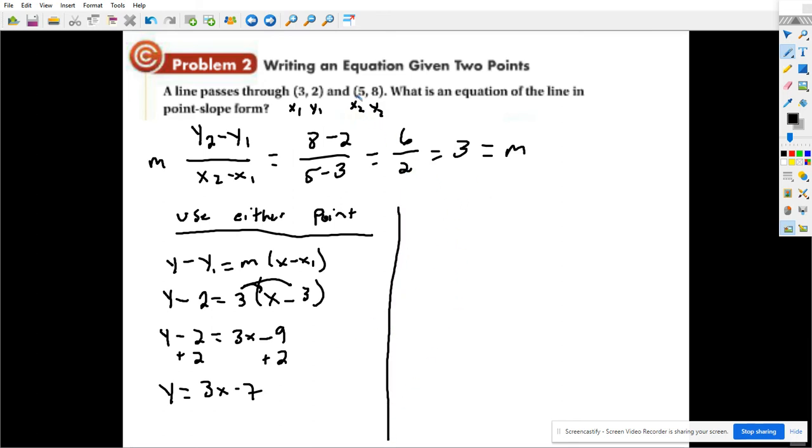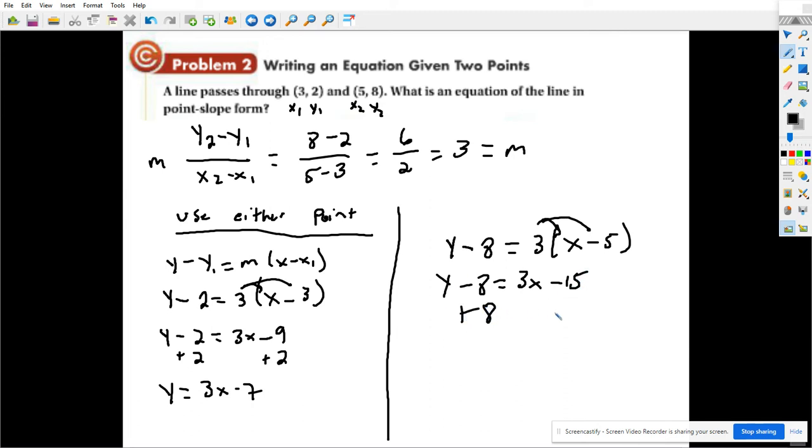What if I chose the other point and I said, hey, this is x1 and this is y1? I would have y minus 8 equals 3 times x minus 5. Okay, so y minus 8, I would distribute, 3x minus 15, add 8 to both sides, and I get y equals 3x minus 7. So you can see, when I put it in slope-intercept form, it doesn't matter which point I choose. I can use either one. I only have to choose one, and I will get the correct answer in slope-intercept form.